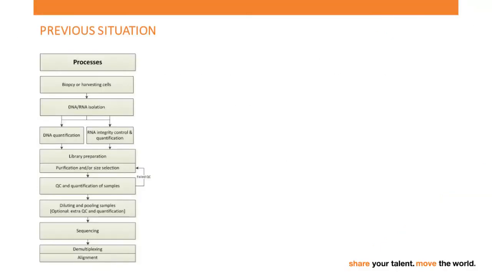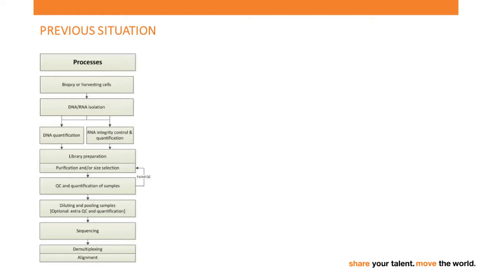So to give a little bit of background, we are a research sequencing facility for next generation sequencing. Most of the time, this process looks something like this. You have a biopsy or harvesting of your cells, to which you do a DNA or RNA isolation, to which you quantify the DNA and RNA and also do an integrity control, so you know how much input you can use for your library prep.